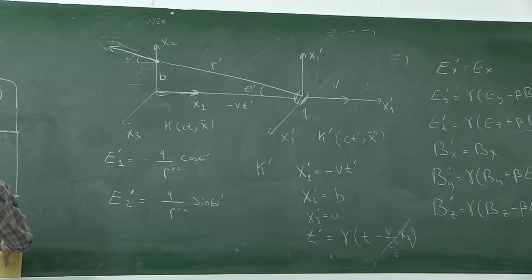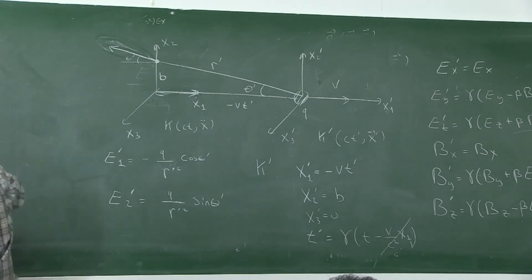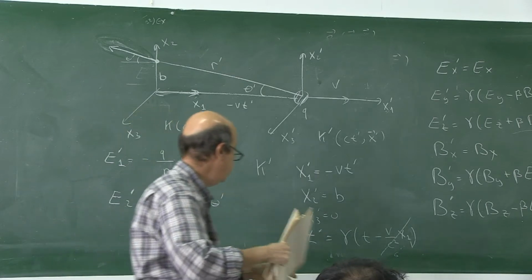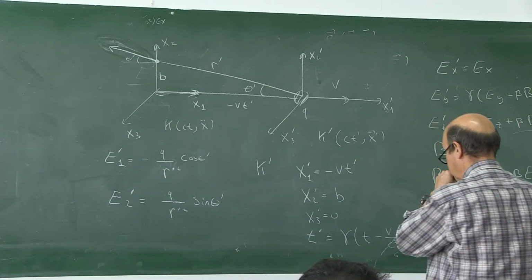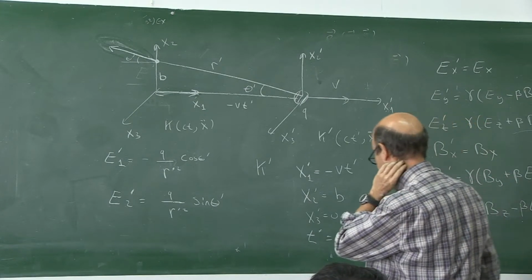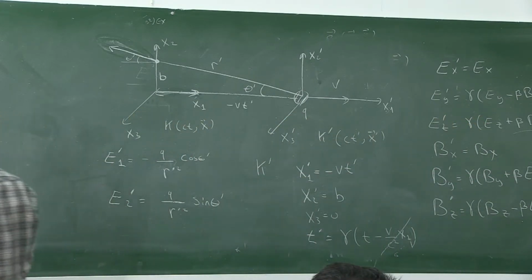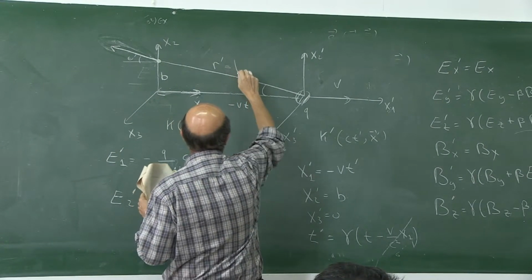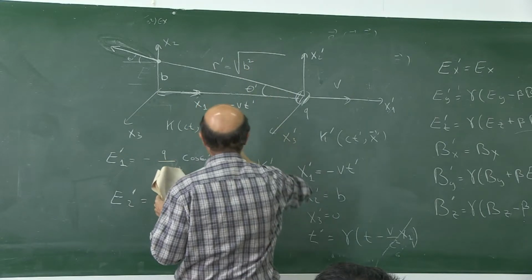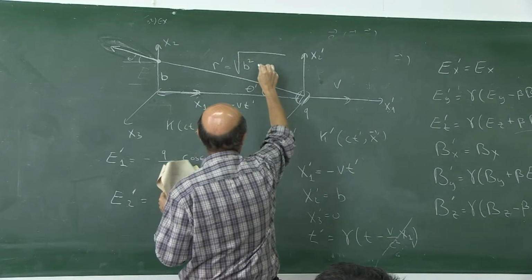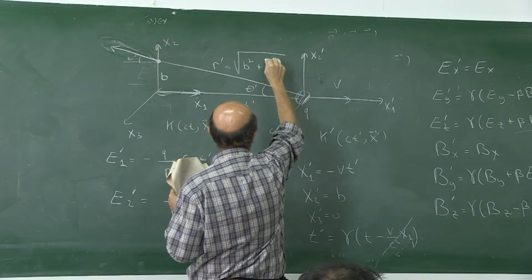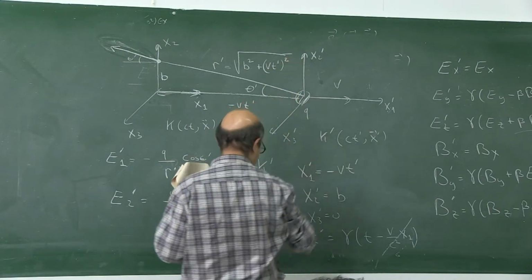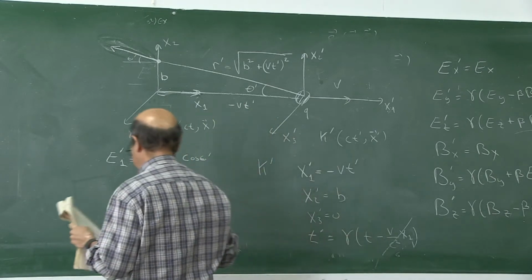So let me erase this part and continue until we finish this part, maybe 20 minutes more. Then we can give a break and start a new chapter. So r prime is equal to the square root of b square plus vt prime square, and t prime is gamma t.